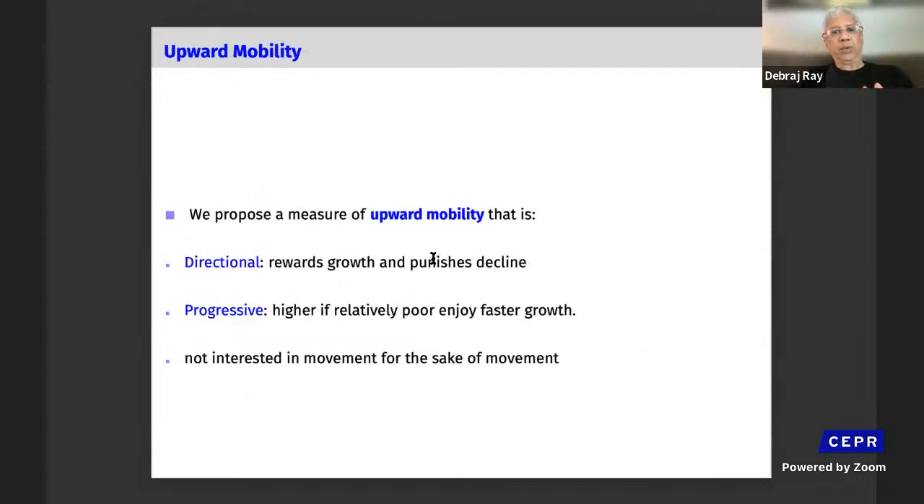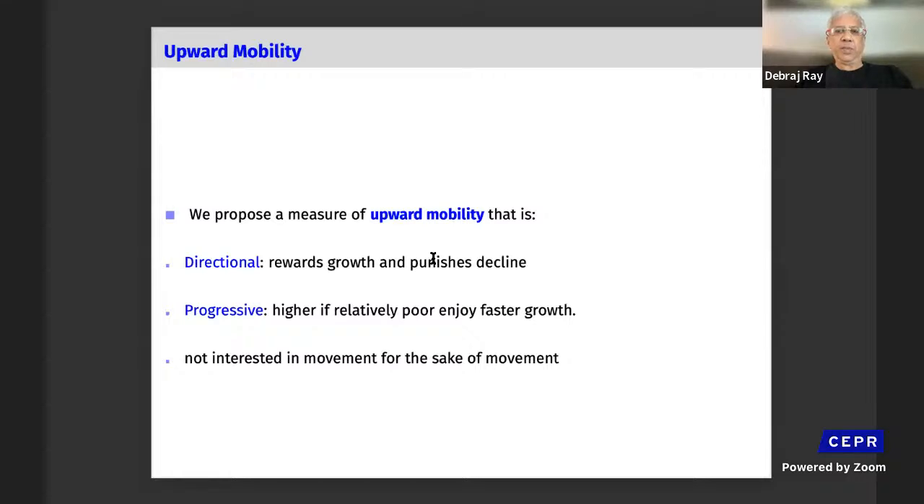So in this paper, we're going to talk about a measure of upward mobility that has two fundamental properties. The first is that it's directional. It's going to reward growth and it's going to punish decline. So you must remember that this is not a measure of pure movement. It is an algebraic measure which is positive in one direction and negative in the other.